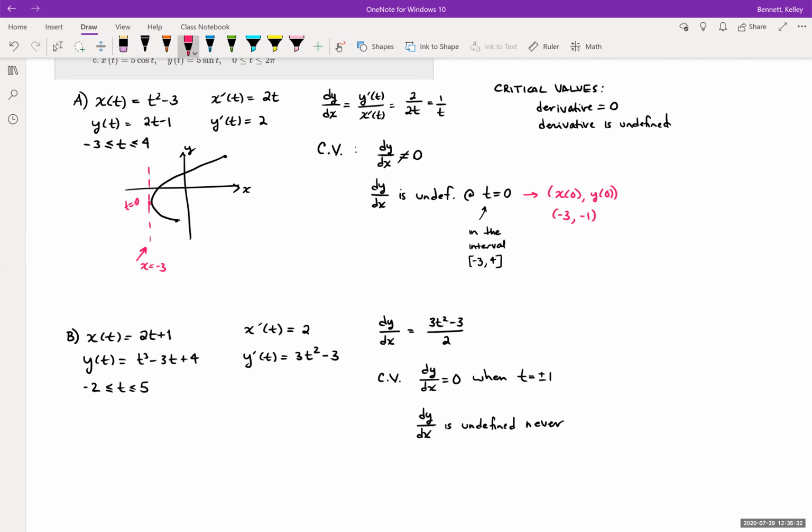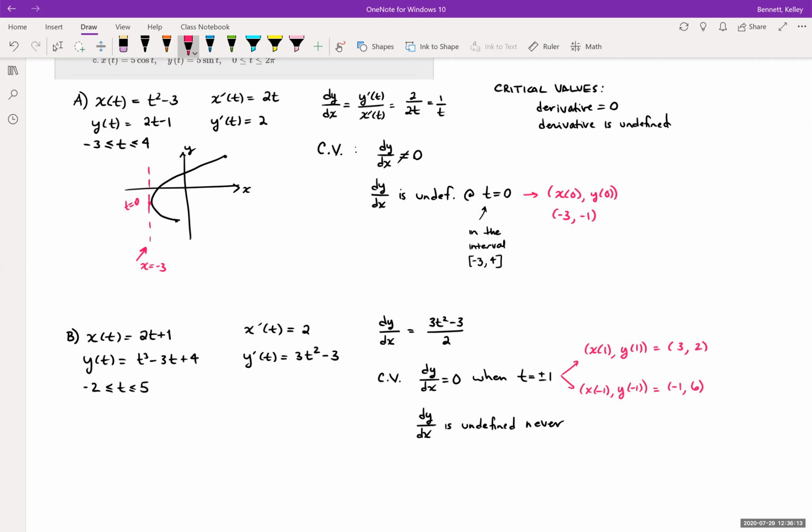So I get 2 critical points. I get x of 1, y of 1, and then I get x of -1, y of -1. So when t is 1, I'll get 3, and then 2. And then from -1, I'll get -1, and what would that be? -1 plus 3 is 2, 6.